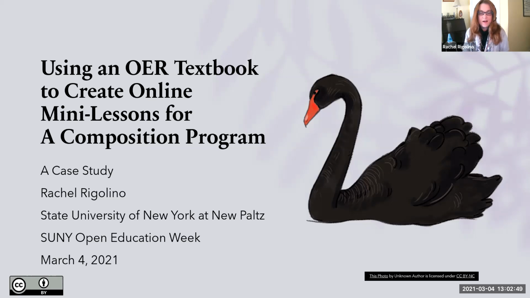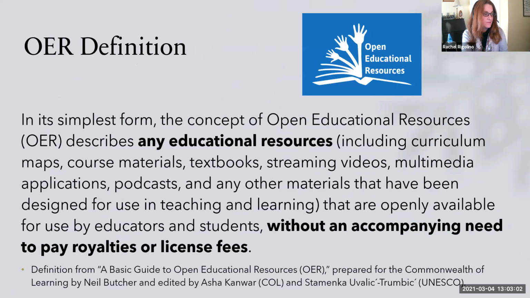So in any case, I use the swan because it's what moved us in this particular instance to OER very, very suddenly. So a little bit of definition, and I'm just bringing up the UNESCO symbol there. And then just to recap, I'm sure everyone knows, but educational resources that are openly available for both educators and students without an accompanying royalty or license fees. So that's the definition that I'm using.